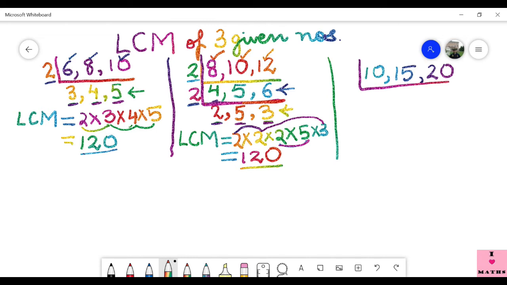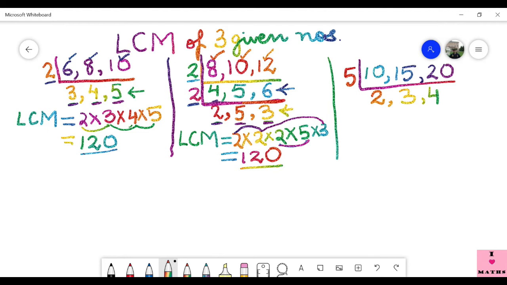Let us put them in L. Now think of a prime number which will divide 10, 15 and 20, all three numbers. And that prime number is 5. 5 2s are 10, 5 3s are 15 and 5 4s are 20.